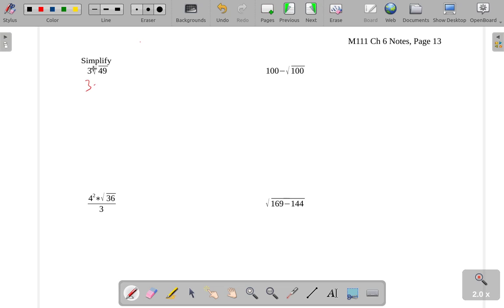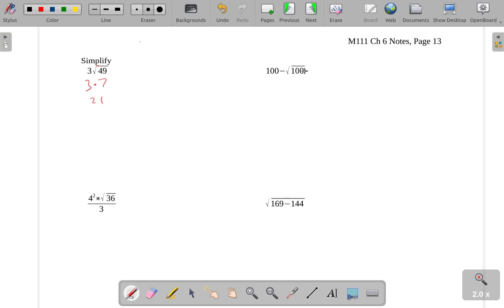The square root here acts as a grouping symbol. Normally if you had operations on the inside of the parentheses, that would be required to be dealt with first. In order to deal with the multiplication on the outside of the square root, you have to deal with the square root itself first. So we take the square root of 49, which is of course 7, because 7 squared is 49. And 3 times 7 is 21.